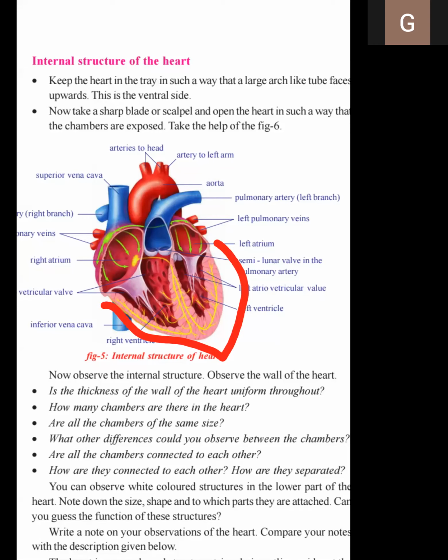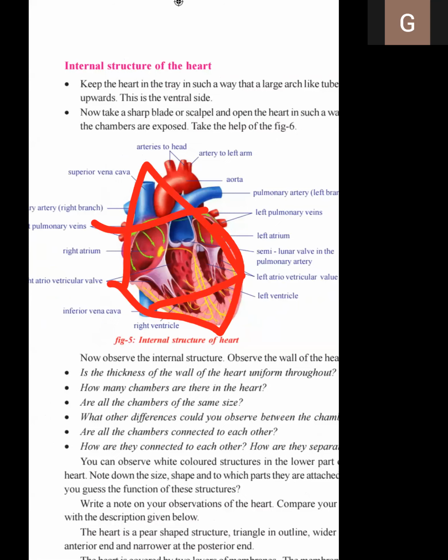The heart is pear shaped, so it is triangle in outline. When you look at it like this, it looks like a triangle. It is wider at the anterior end, that means it is broad. Anterior means the upper part of the heart. So it is wider at the anterior portion, and then it is narrower. Narrower means very less width.